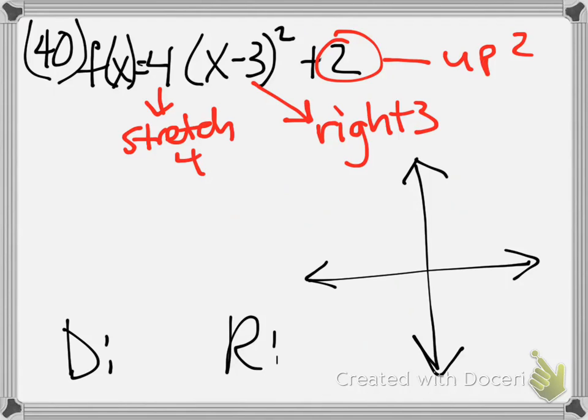So when I go to graph this, I'm going to start at 0, 0. I'm going to shift right 1, 2, 3. I'm going to shift up 1, 2, and that's going to be my starting point. That's my vertex right there. Sorry for the not very good dot.